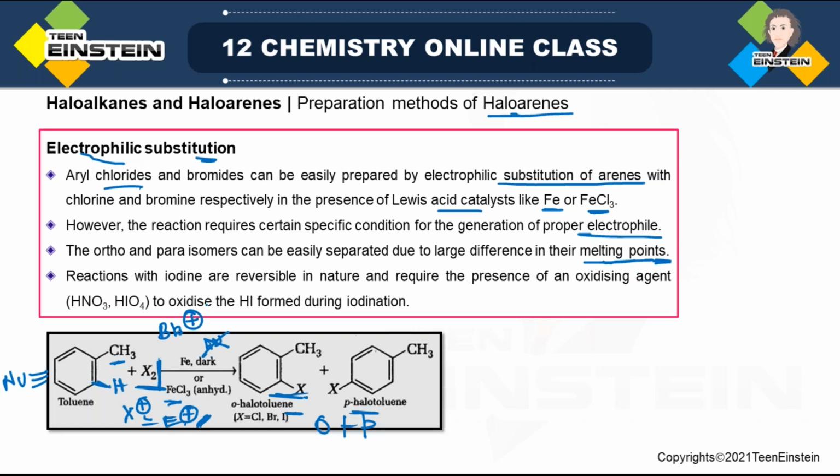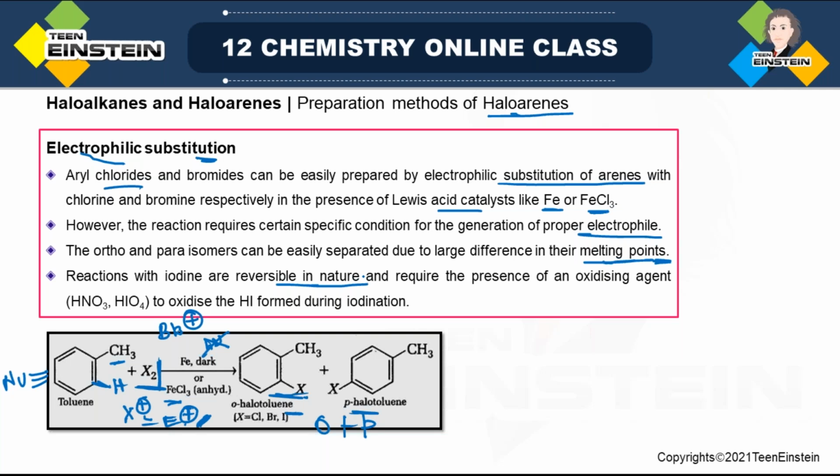Then reaction with iodine, that is if suppose here we are talking about only aryl chloride and bromide. And what about iodine? Suppose you want to make aryl iodide, that is iodine is attached to benzene ring. In that case, the method is to some extent different. Reaction with iodine are reversible in nature. And that means that when it is true that you will get product, but again it will be converted to the starting material because it is reversible in nature.